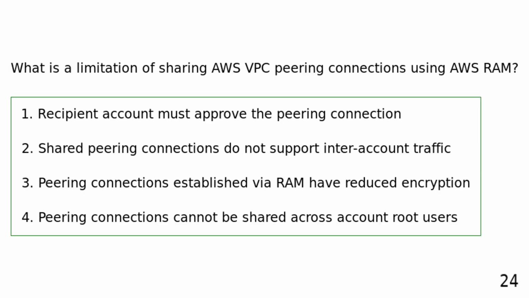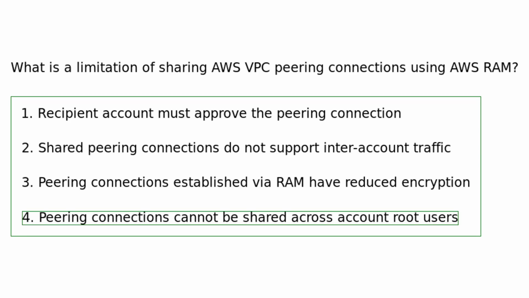What is a limitation of sharing AWS VPC peering connections using AWS RAM? Recipient account must approve the peering connection. Shared peering connections do not support inter-account traffic. Peering connections established via RAM have reduced encryption. Peering connections cannot be shared across account root users. A limitation of sharing AWS VPC peering connections using AWS Resource Access Manager is that the recipient account must approve the peering connection before it can be established, adding an extra step to the sharing process.